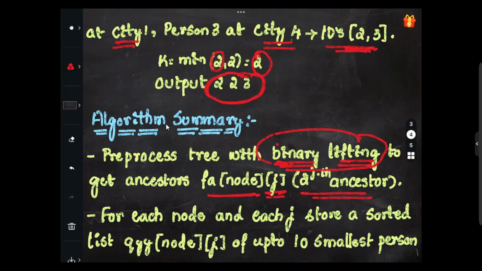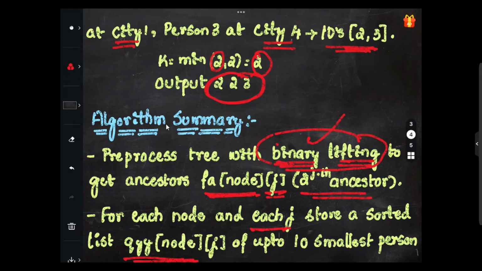So just remember, we'll pre-process the tree with binary lifting. Mainly we'll be going with binary lifting to solve the problem. We'll pre-process the tree with binary lifting to get the ancestors. This is nothing but the variable fa of node j. Just remember this: for each node and each j, we will store a sorted list, QYY.